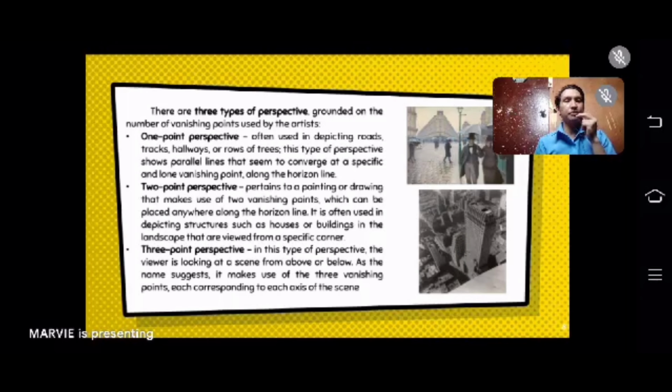First, one-point perspective, often used in depicting roads, tracks, hallways, or rows of trees.